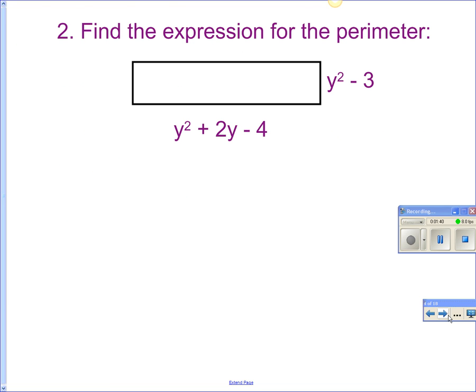Number 2, find the expression for the perimeter. Okay, this one you have to be careful. What does perimeter mean again? Add all these sides, not just the 2 that they happen to write down for you, but add all the sides. Hallie, if this one is y squared minus 3, what is this one? Elijah, if this one down here is y squared plus 2y minus 4, what is the top one? Good. So you have to add all these sides for the perimeter.